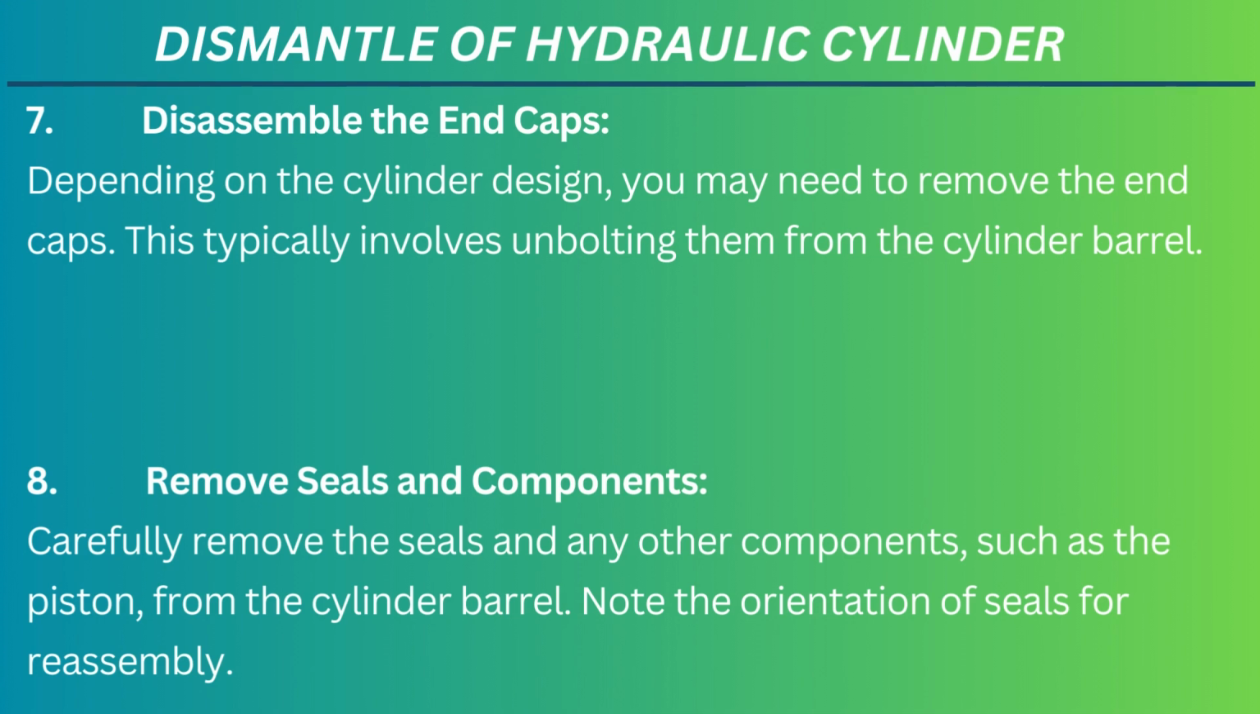Depending on the cylinder design, you may need to remove the end caps. This typically involves unbolting them from the cylinder barrel. 8. Remove seals and components. Carefully remove the seals and any other components, such as the piston, from the cylinder barrel. Note the orientation of seals for reassembly.